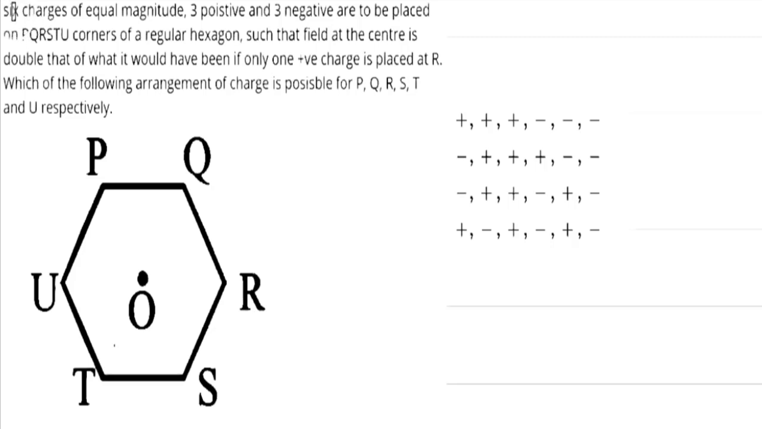In this problem, we are given that 6 charges of equal magnitude, 3 positive and 3 negative, are to be placed on the corners PQRSTU of a regular hexagon such that the field at the center, that is O, is double that of what it would have been if only one positive charge is placed at R. Which of the following arrangements of the charges is possible for P, Q, R, S, T and U respectively?